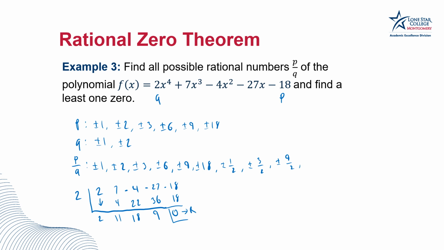So that's our remainder. So what does that tell us? That tells us that 2 is a zero of the function f of x. And that would be our answer here.